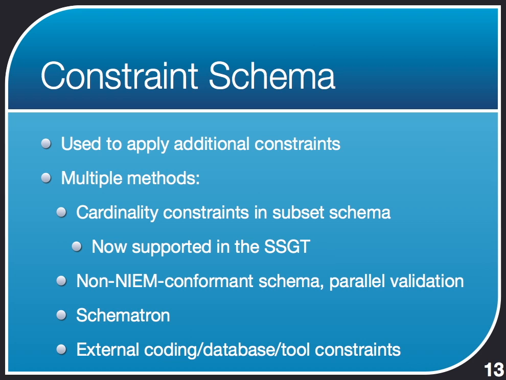A lot of times you want to constrain a certain kind of information. Sometimes it's easier to do it at the source, say from the database, than to try to do it in XML schema. So there's a lot of different ways to constrain stuff, but typically and classically when we talk about constraint schemas, we're talking about either adding cardinality to the subset, which is all now done in the SSGT, or about non-NIEM conformant schemas and a parallel validation step.